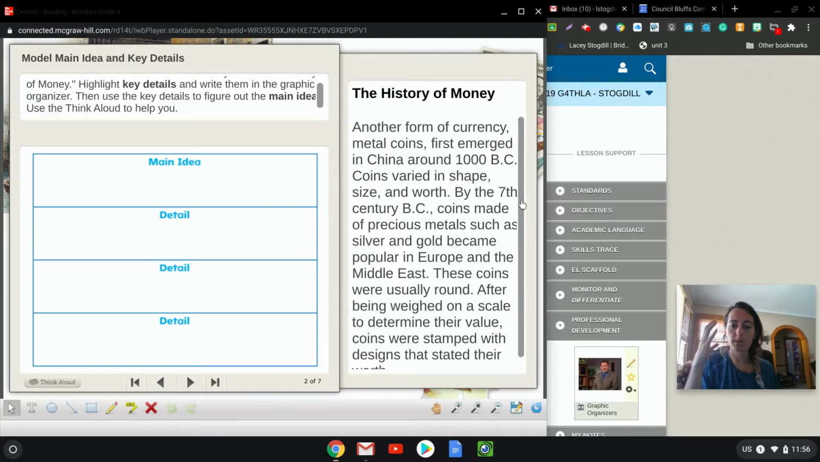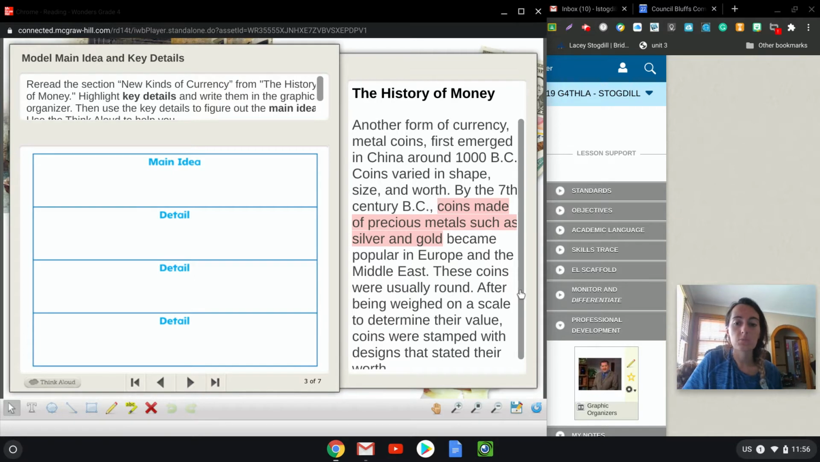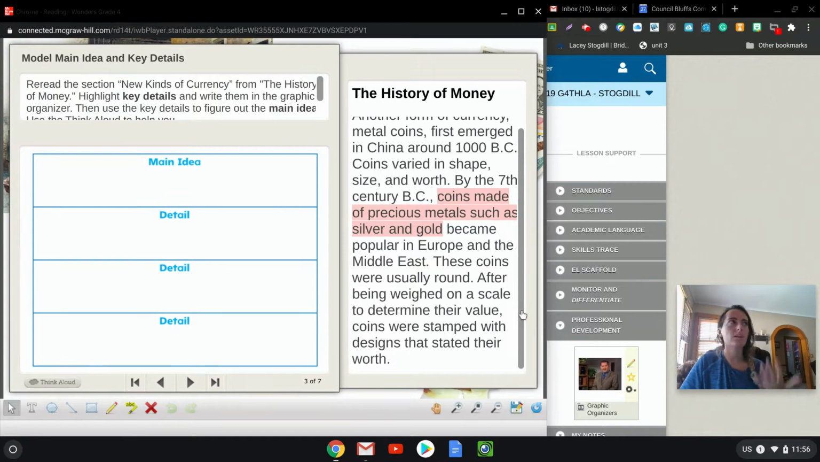So let's look at those. Remember, we're looking for details that have something in common and what they're all about. "Another form of currency, metal coins, first emerged in China around 1000 BC. Coins varied in shape, size, and worth." So this seems like it's a lot about coins. So I'm going to put this one in there. Coins varied in shape. "By the 7th century BC, coins made of precious metals such as silver and gold became popular in Europe and the Middle East. These coins were usually round." So it talks again about the coins and their shape.